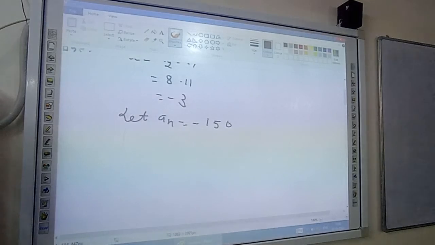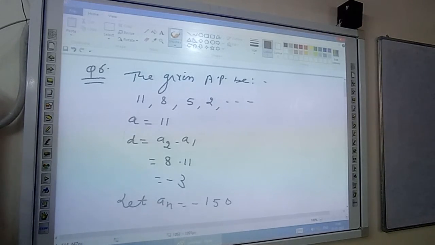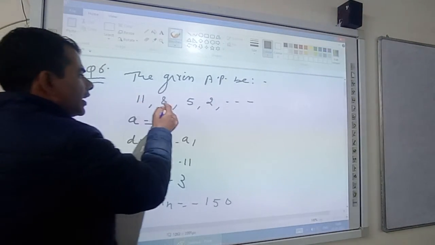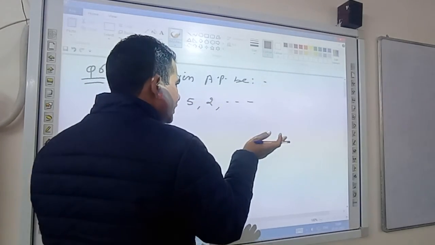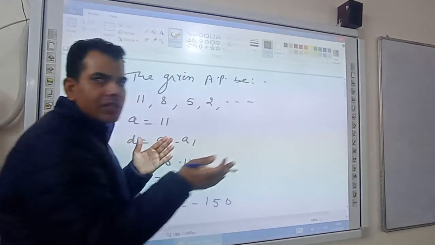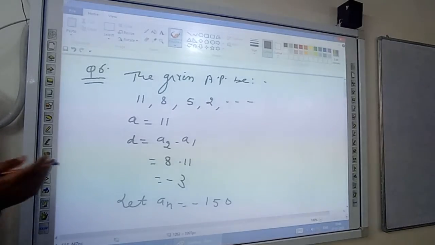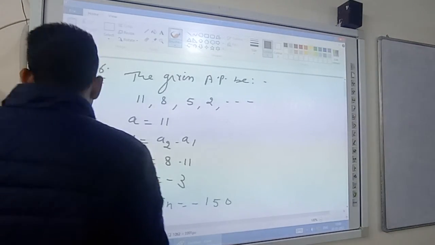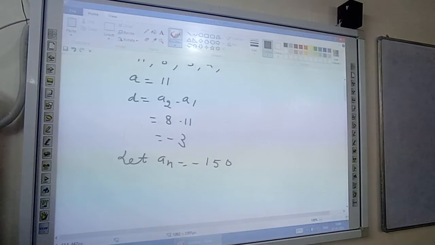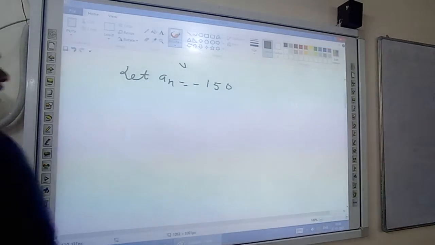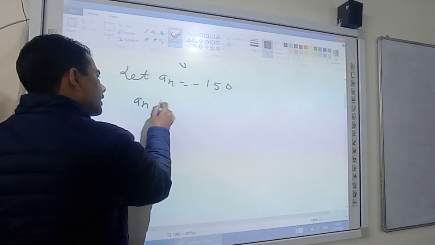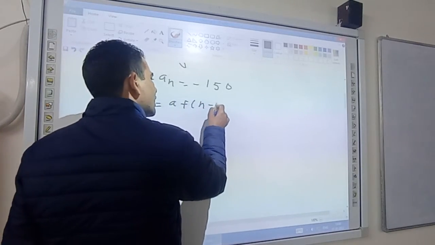You are observing that this series is decreasing: 11, 8, 5 and 2. We are observing that minus 150 will be the last term. We have to check it. Now apply the formula A plus n minus 1 into D.